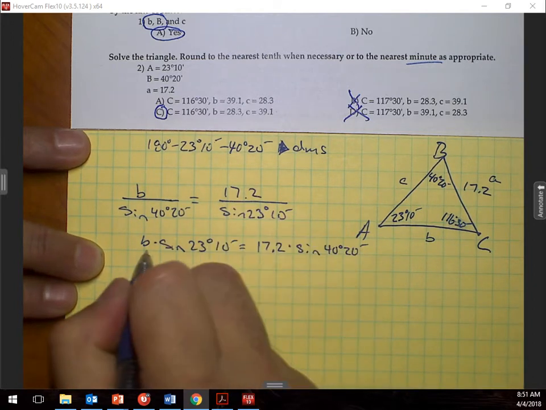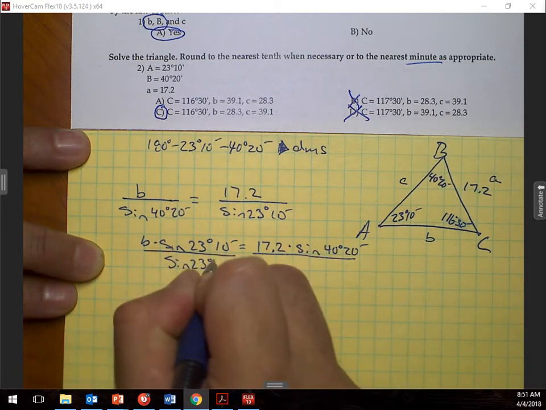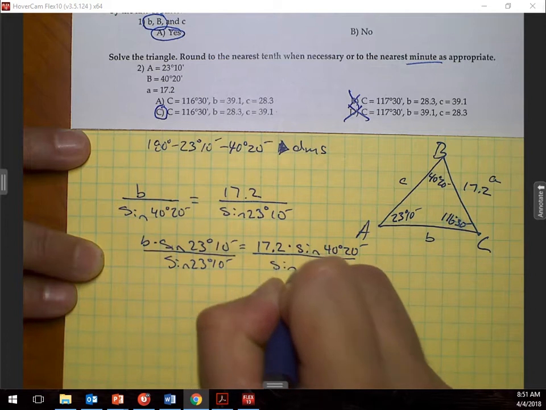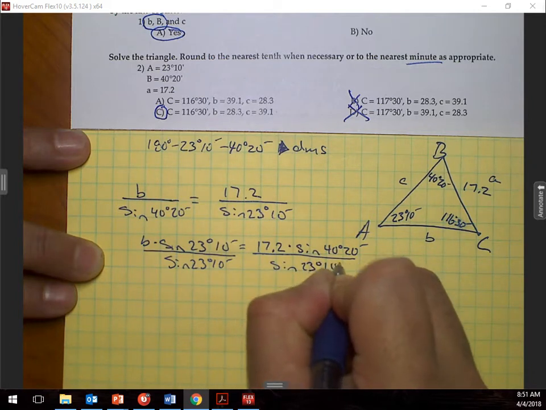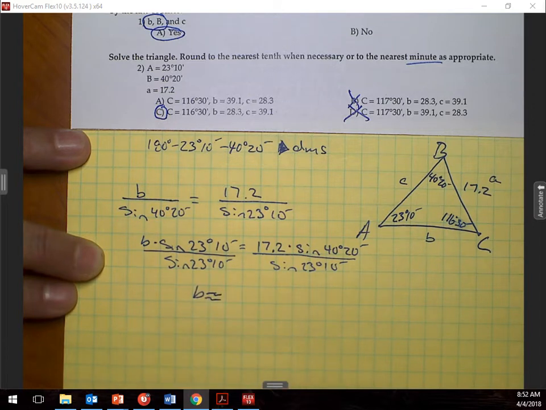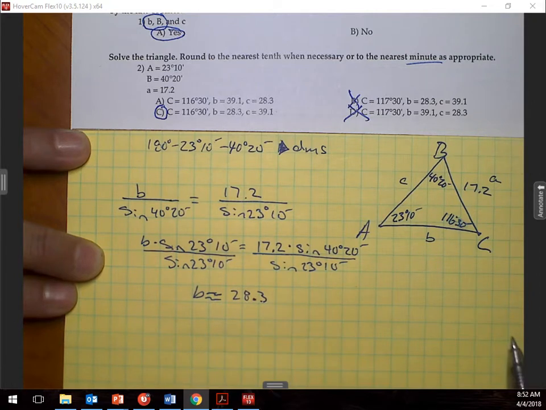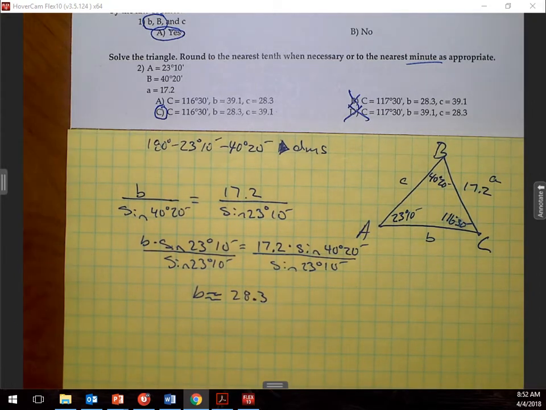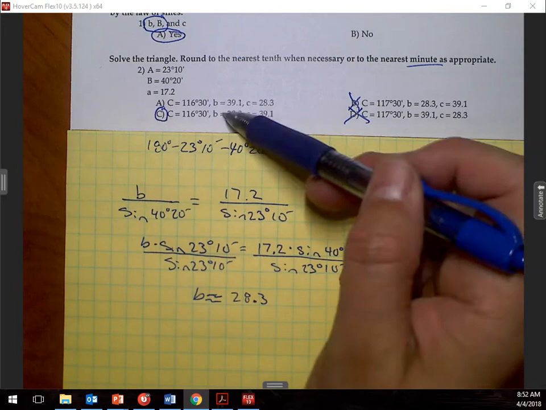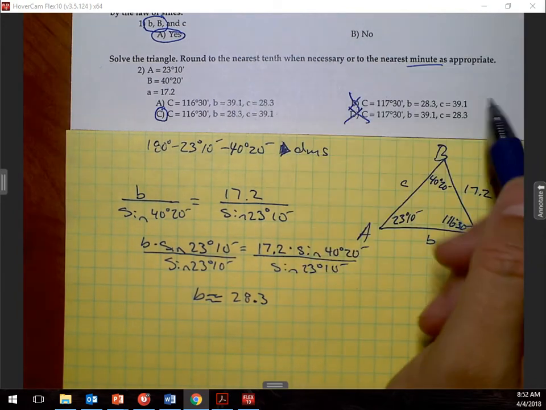Sine 23 degrees, 10 minutes. So b has to be 28.3, whatever my units are. Right? Hopefully. Okay. For those people actually putting it in the calculator. Okay. So by just solving that one right there, I would eliminate the other possibility automatically. So my answer has to be C.